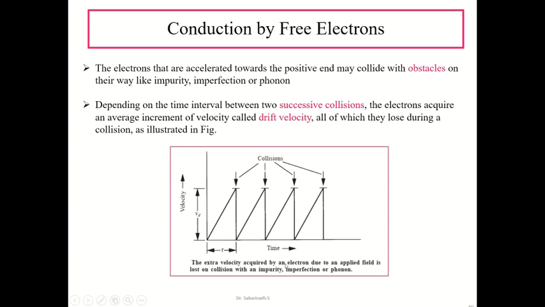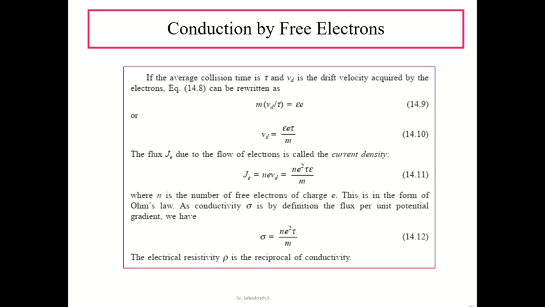The extra velocity acquired by an electron due to applied field is lost on collision with an impurity, imperfection or phonon. So the extra velocity acquired will be lost due to these collisions. So the average collision time is tau, and Vd is the drift velocity acquired by the electrons. And the equation ma equal to epsilon E can be written as m into Vd by tau is equal to epsilon E, and Vd will be equal to epsilon E tau by m.